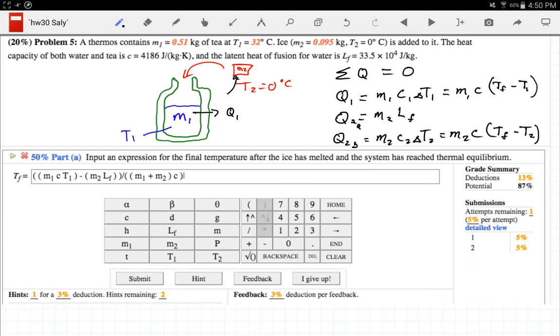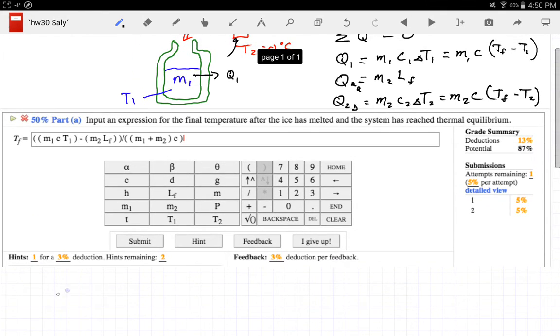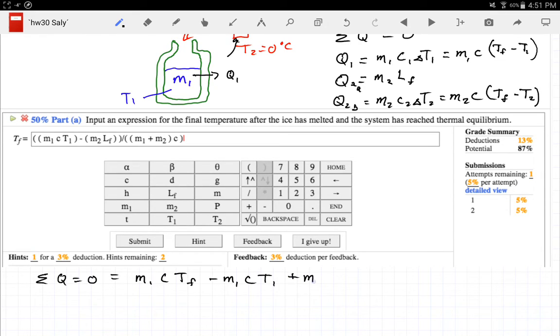So now I have all of my heats written there, and I just have to put them into that summation. Shifting down because I ran out of space up there, the sum of the heats equals 0 is equal to M1C T final minus M1C T1 plus M2 latent heat of fusion plus M2C T final minus M2C T2.